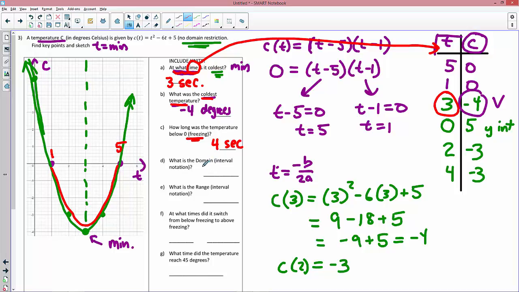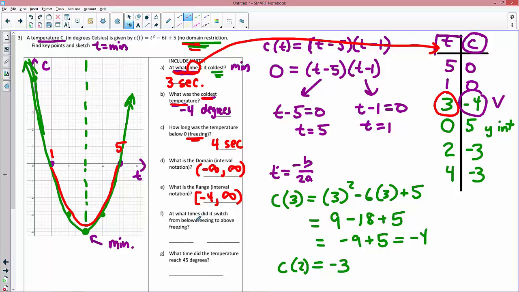Okay, so the domain goes basically forever to forever, because they said there was no domain restriction. What is the range? The range is how hot and cold it will be. Well, it will get as cold as -4, but never colder than that, according to this graph anyway. And it will go hotter than the sun to infinity. It's not realistic, but they were specific about no restriction here, so that's what we have to follow.